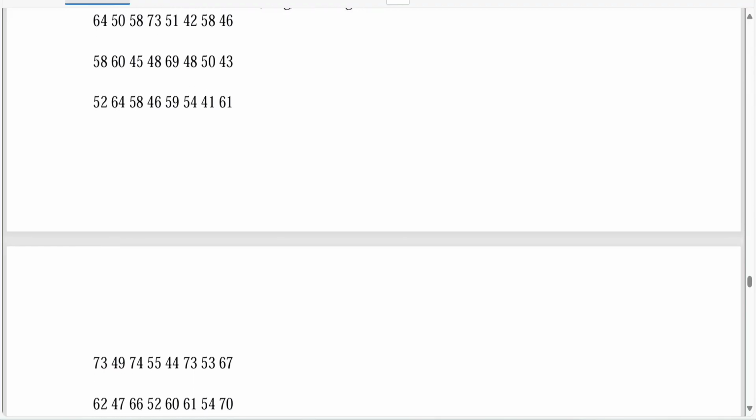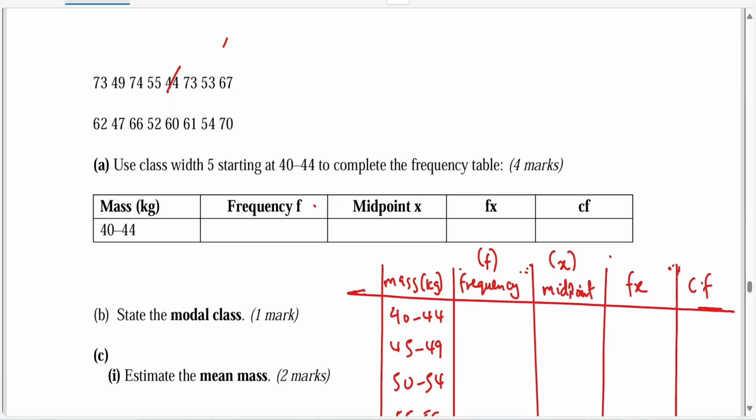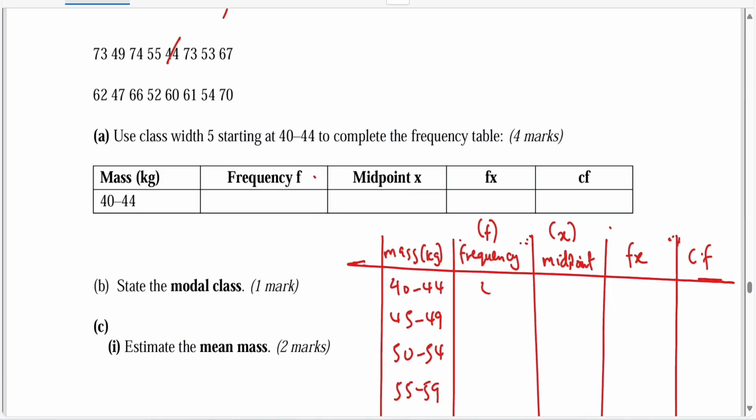Okay, let's use the red now. 40 to 44. First row 40 to 44. Second row 40 to 44, hii hapa. 40 to 44, hii hapa. 44, we have this one. Hapa ni namba nyingine. So we have 1 2 3 4. We have only 4.